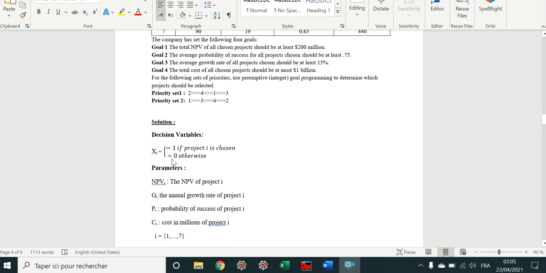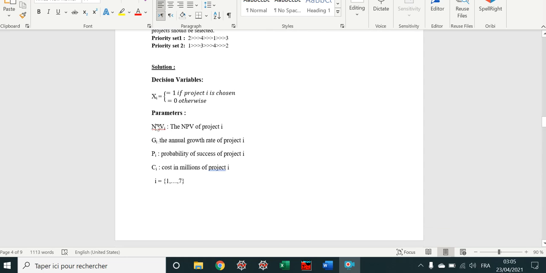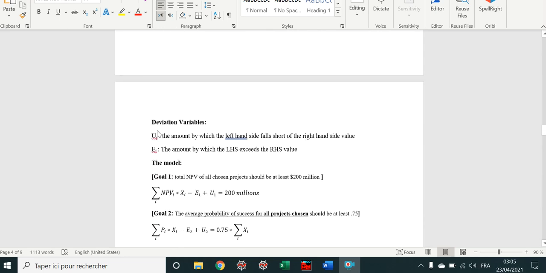We've done a fair amount of problems that are similar to this one. So the decision variables are going to be binary, 1 if the project is chosen and 0 otherwise. We define our parameters, and we of course define the deviation variables, uj and ej. uj is the shortage, or the amount by which the left hand side falls short of the right hand side value, and ej is the amount by which the left hand side exceeds the right hand side value.